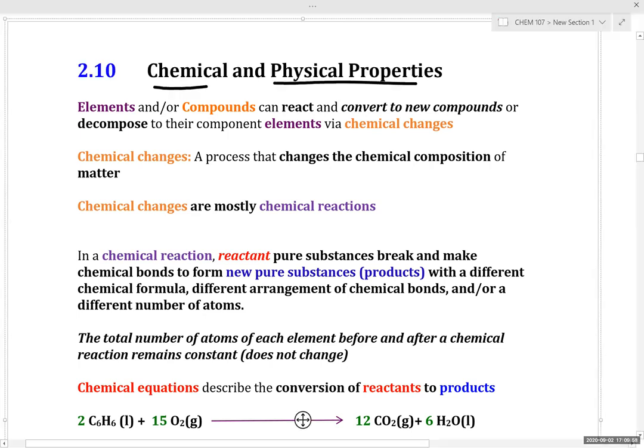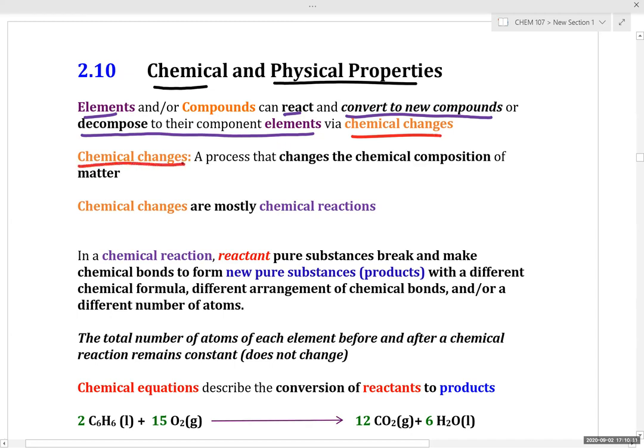So elements and compounds can react and convert to new compounds, or they can decompose to their component elements via chemical changes. Now, what is a chemical change? It's a process that changes the chemical composition of matter. And for the students who are in the process of adding, you can write these notes separately. I'll also be uploading these notes annotated to Canvas as well.